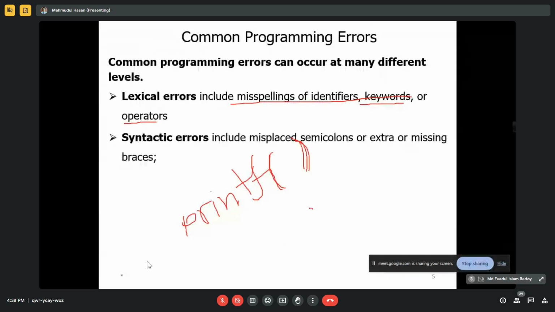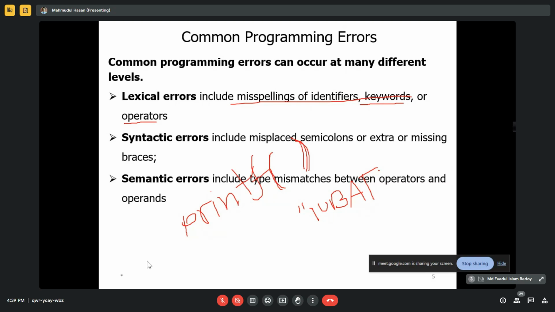Suppose you have a string like IUBAT. As it is a string, you need double quotation marks. You put the double quotation at first, but you don't put the double quotation at the end. That is also a syntax error, or syntactic error. Got it?